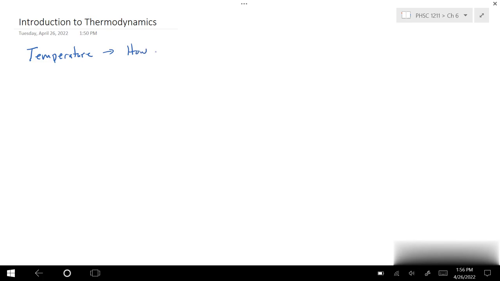And what is temperature? So temperature tells you how warm or cold something is. It doesn't tell you how it feels. That's going to be something very different. But it tells you, if you take a thermometer to it, how warm or cold it is.